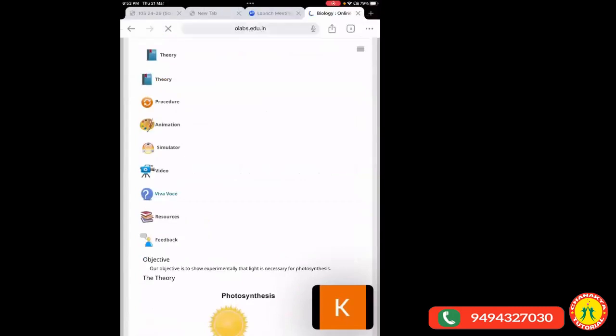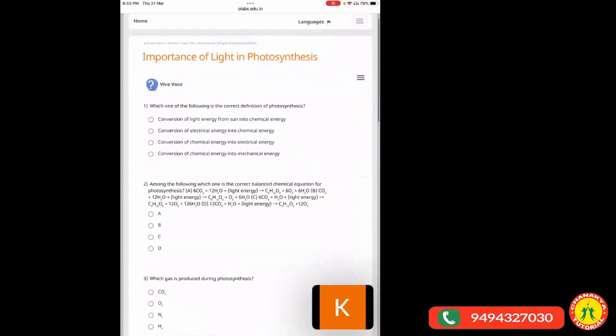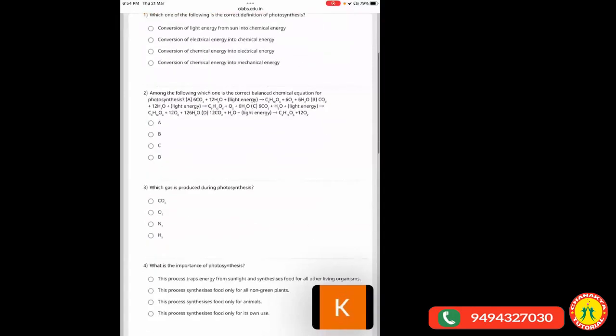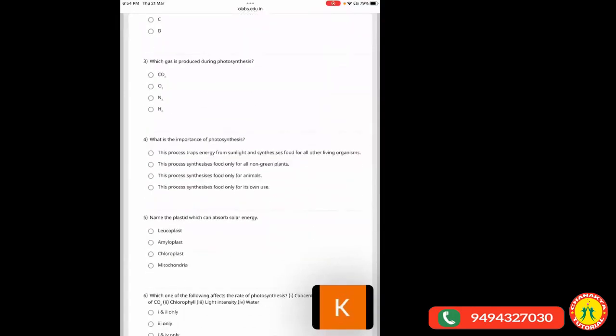Then in the viva voce, basically the questions which come in the exams are there. So which one of the following is the correct definition of photosynthesis? Question number 1. Correct definition of photosynthesis. Ma'am, option 1. Yeah, option 1. Conversion of light energy from sun into chemical energy. Now this.